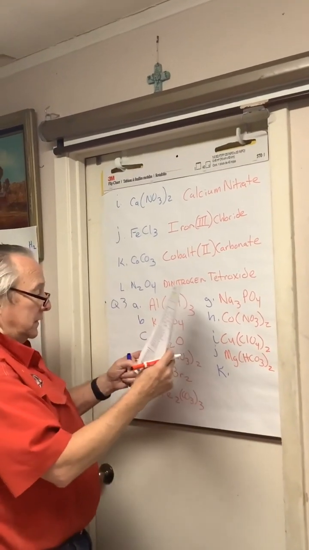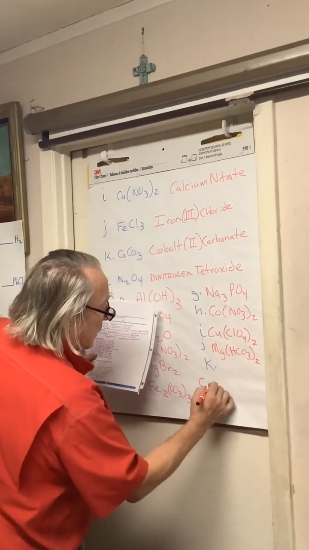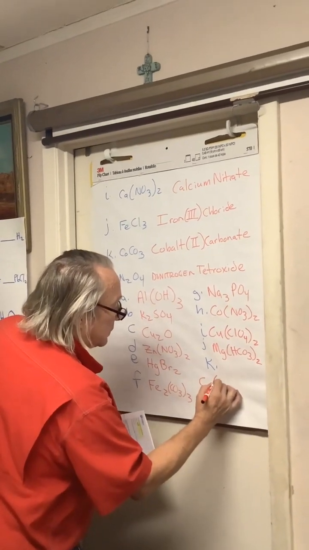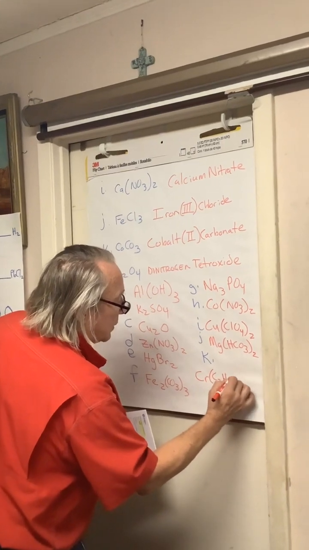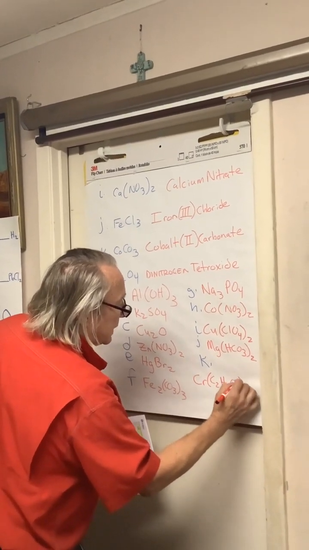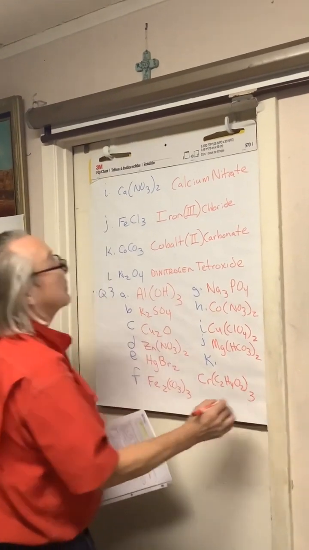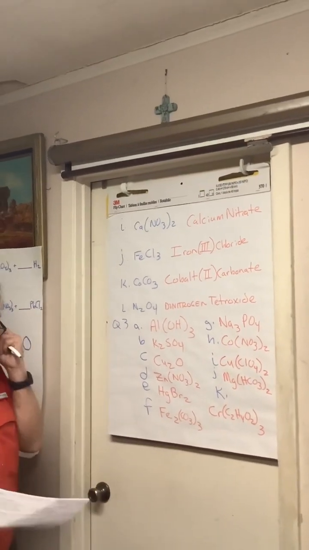And last but not least, chromium 3 acetate, Cr, has a +3 charge, so I'm going to need C2H3O2-. It said chromium 3, I'm going to need 3 of those. So that's my acetate that we talked about earlier.